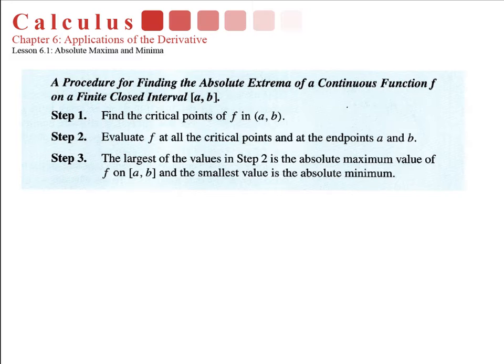The first step is just to find the critical points of f in a to b. How do we do that? Well, we find out where the derivative is equal to 0. That's a potential place of finding critical points. Step 2, evaluate the function at all the critical points and at the endpoints. Step 3, the largest of the values from our second step is going to be the absolute maximum, and the smallest is going to be the absolute minimum. So we're going to do this in the next example.